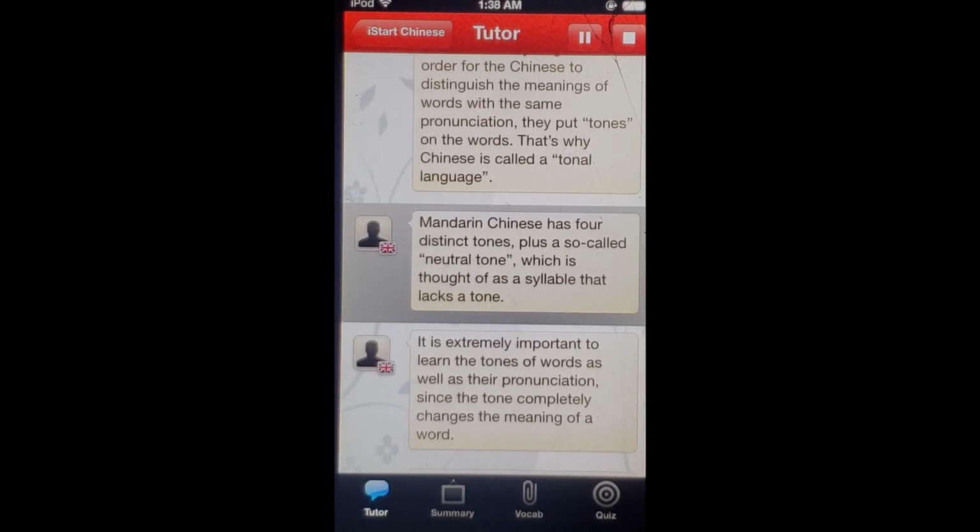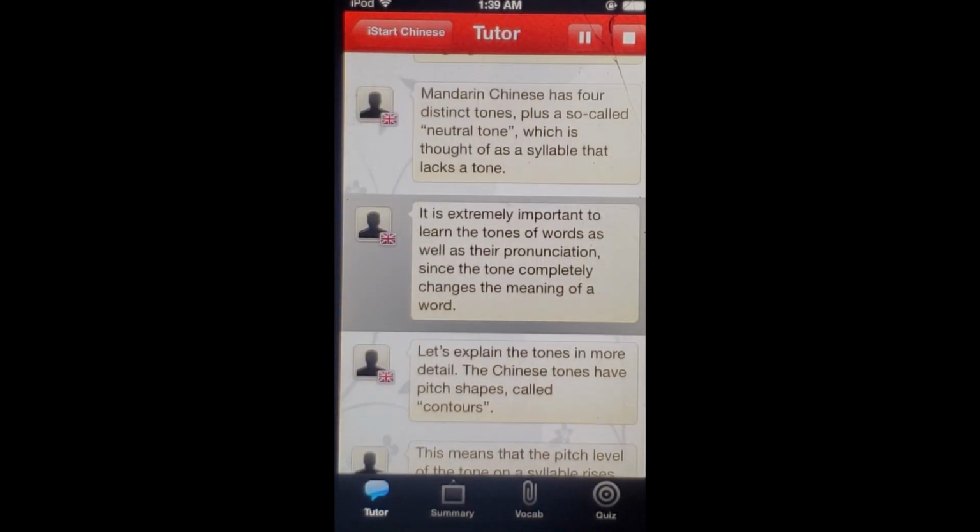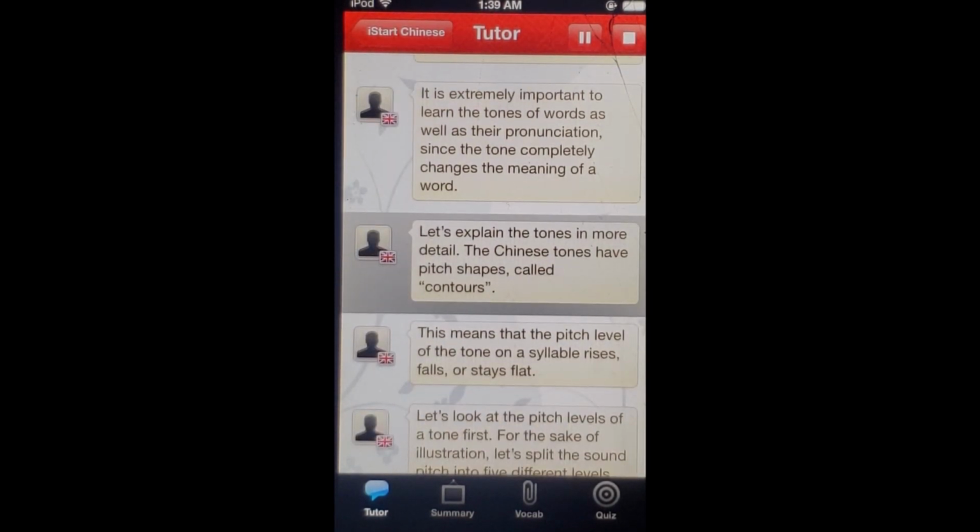Mandarin Chinese has 4 distinct tones, plus a so-called neutral tone, which is thought of as a syllable that lacks a tone. It is extremely important to learn the tones of words as well as their pronunciation, since the tone completely changes the meaning of a word. Let's explain the tones in more detail.